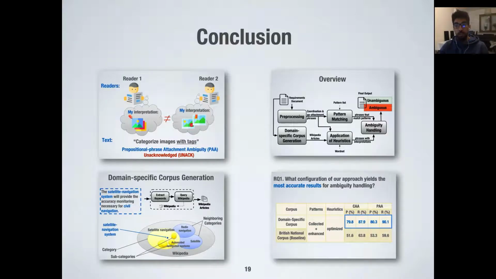In conclusion, we introduce the coordination ambiguity and the prepositional phrase attachment ambiguity. And we define the unacknowledged ambiguity, which can be easily overlooked during a manual review. We presented our approach for improved handling of ambiguity using domain-specific corpora. We explained our domain-specific corpus generation method, which is standalone, unsupervised, and fully automated. Finally, we showed that our approach provides a significant improvement over the state of the art.